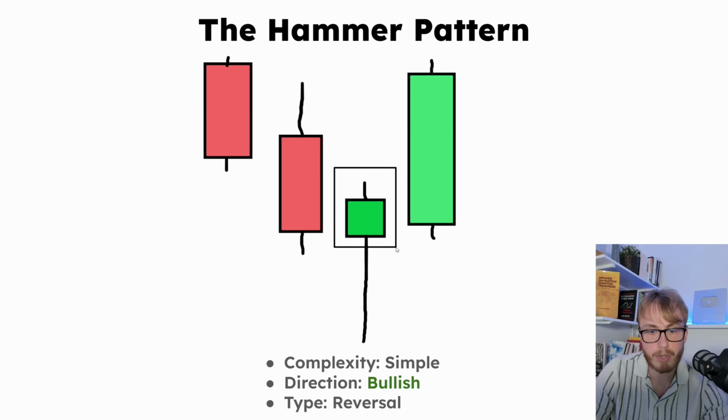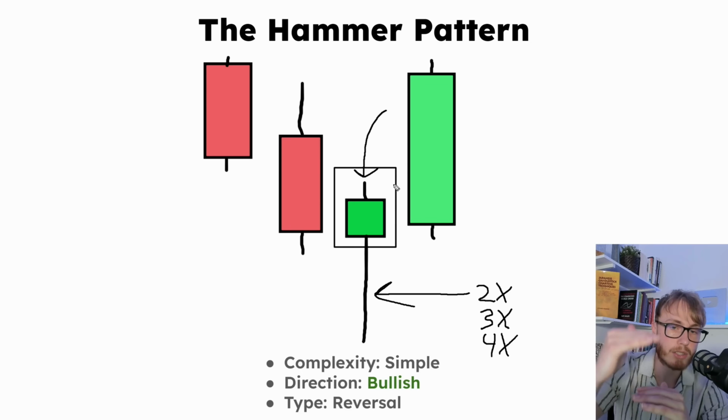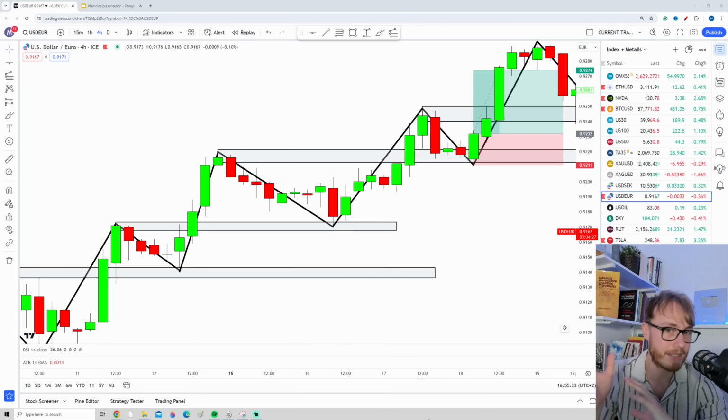To identify the pattern, what you're looking out for is a candle with a small real body and a long lower wick. And we want this wick to be at least twice the size compared to the length of the real body. And preferably we want the wick to be maybe 3 times or even 4 times as large as the real body. Also, when it comes to the upper wick right here, we want this wick to be either small or non-existent at all. As a rule of thumb, we want this wick to at least be smaller than the body of the candle.